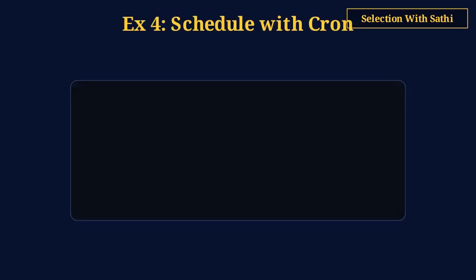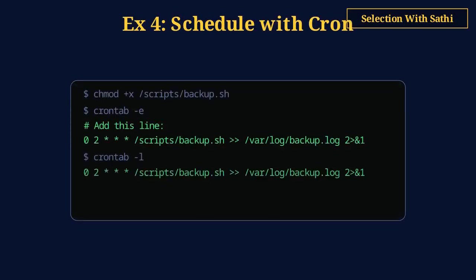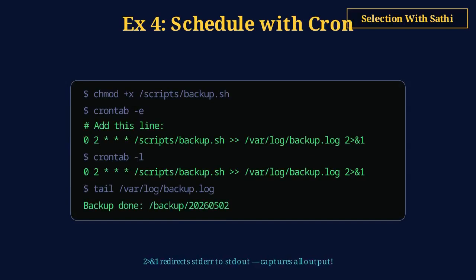Fourth example, schedule a cron job. We want our cleanup script to run every Sunday at 3 a.m. We run crontab -e to open the editor. We add the line 0 3 * * 0 /home/user/cleanup.sh. 0 is minute 0, 3 is our 3 a.m., ** means any day and any month, and 0 is Sunday in the day of week field. We verify with crontab -l to see our active cron jobs.